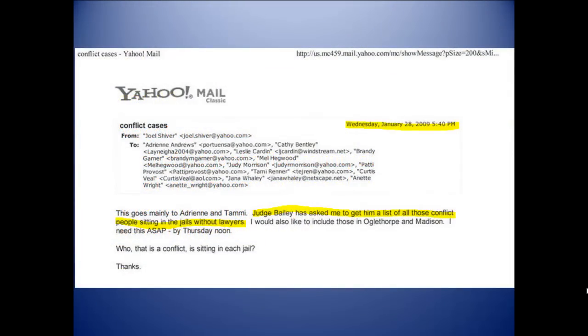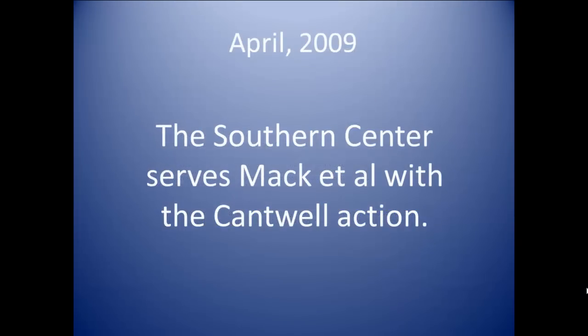Shortly after that meeting in Atlanta, I got a call from Judge Bailey. He asked me to give him the list of names of all those conflict defendants sitting in jail without a lawyer. This is the email I sent to my paralegals asking them to get that information. Then the Southern Center started showing up at our arraignments and counter calls. The Southern Center filed the Cantwell lawsuit in April 2009, alleging that these defendants sitting in jail without a lawyer were being denied their Sixth Amendment right to counsel. They served Mack with a copy of the lawsuit in April that same month.